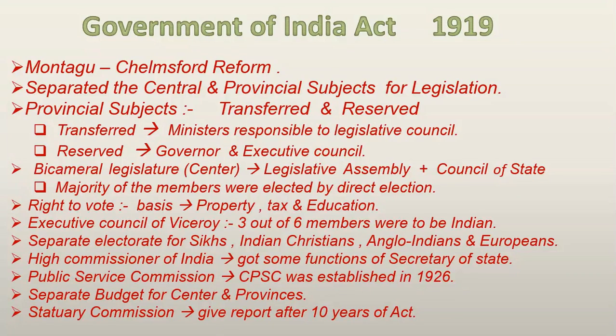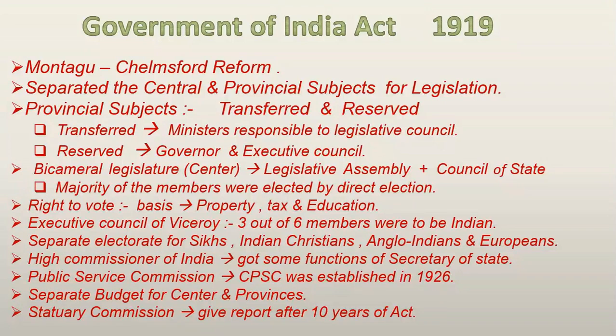Now friends, this act further strengthened the electorate communalism. Now what does it mean? It means that this act provided for separate electorates for Sikhs, Indian Christians, Anglo-Indians and Europeans. Now what does it mean? It means that now only Sikh voters were allowed to vote for Sikh candidates. Only Indian Christian voters were allowed to vote for Indian Christian candidates. Similarly, only Anglo-Indian people were allowed to vote for Anglo-Indian candidates, and only European voters were allowed to vote for European candidates.